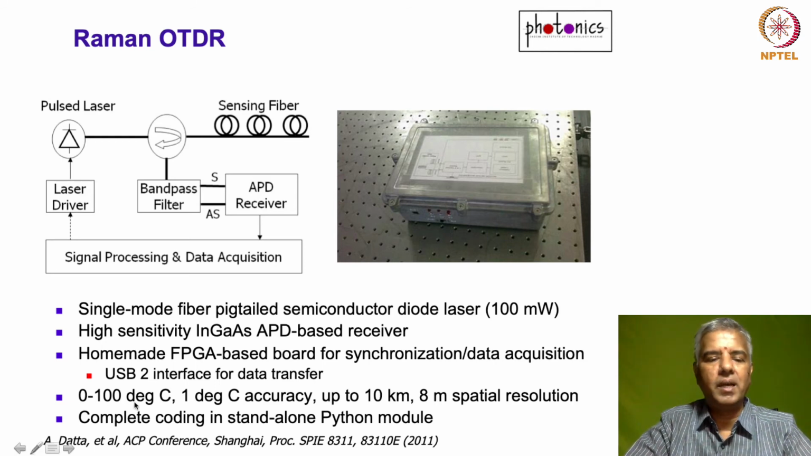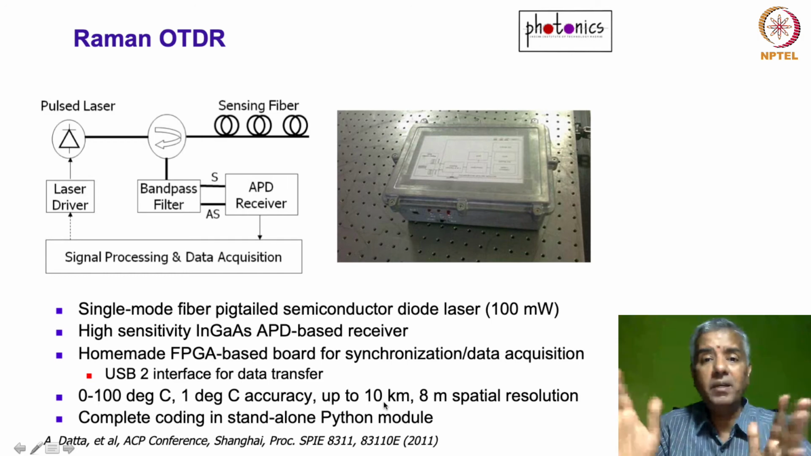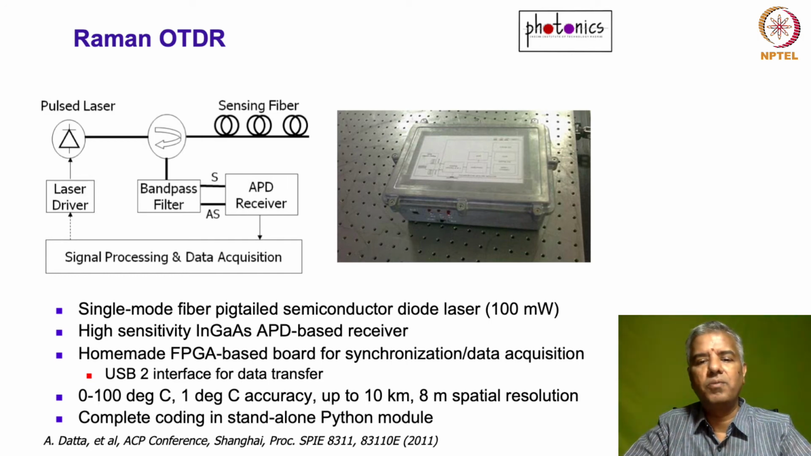So for example, we have demonstrated that we could measure 0 to 100 degrees centigrade over a 10 kilometer length of fiber. That's a fairly long length of fiber, with 1 degree accuracy. And in this case, because the receiver bandwidth was limited, we could achieve only 8 meter spatial resolution, but other people have demonstrated that they could do 1 meter spatial resolution. So imagine this is like 10 kilometers with 1 meter spatial resolution. Once again, it's almost like putting 10,000 thermistors.